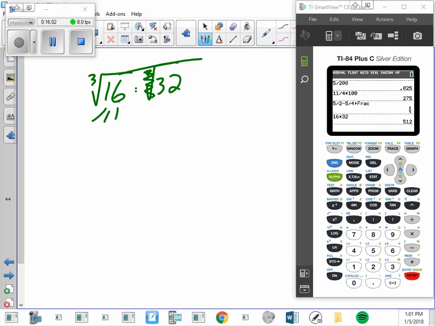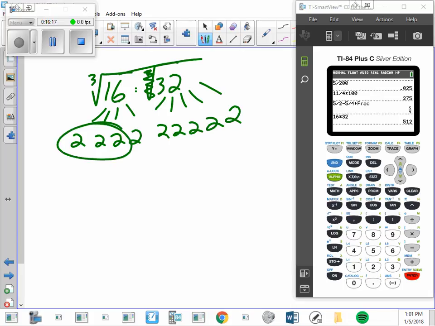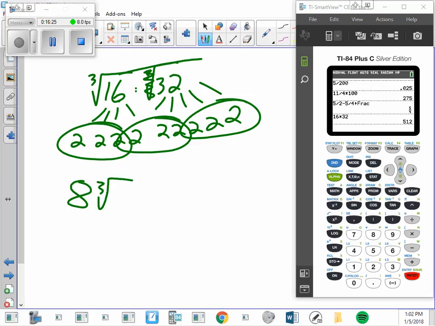So 16 is just 2, 2, 2, and 2. And 32 is just 5 2s. What do I need in order to bring something out? 3 of something. So I have a set of 3, a set of 3, and a set of 3. What's on the outside? 8. And what's on the inside? Nothing. So that goes away. Is everybody okay with that?